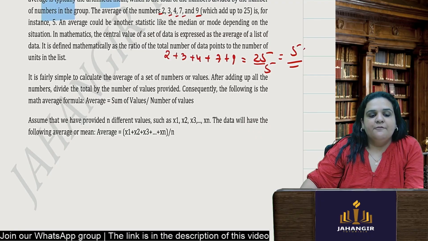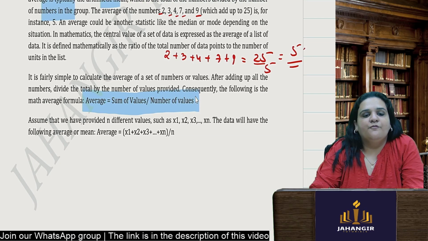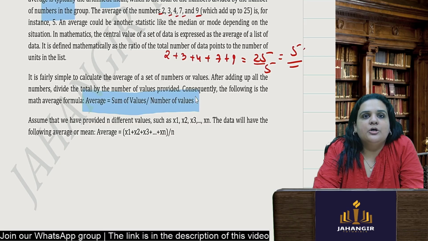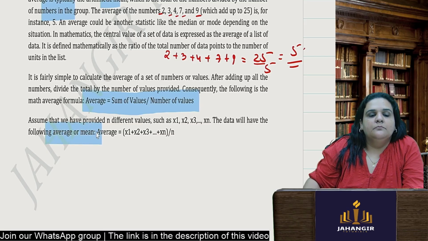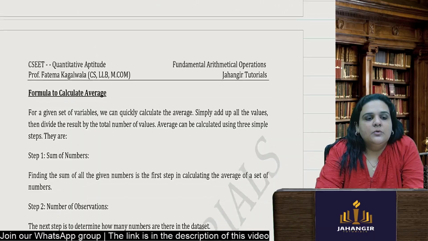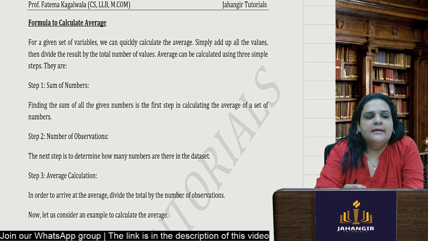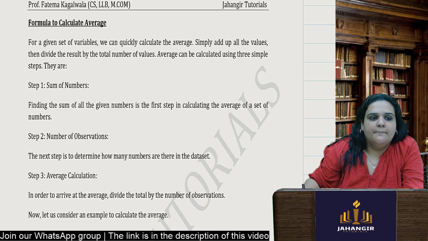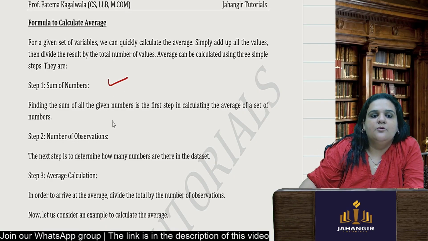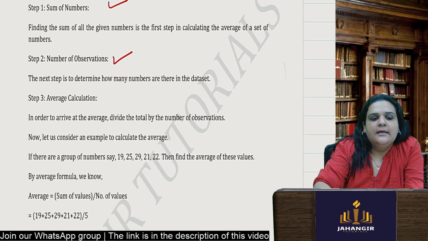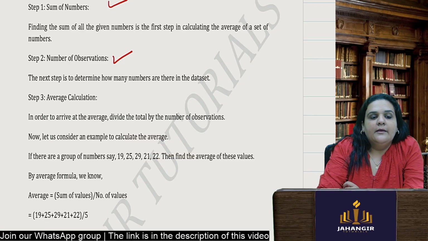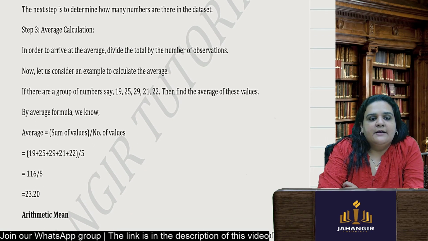So the formula for average is nothing but the sum of values divided by the number of values for which you did the sum. It is known as average or mean. Okay, so we will understand it with some examples. The steps: first you find the sum of all the numbers, then you see how many observations there are, and then you divide that sum by the number of observations. Now let us consider one example.